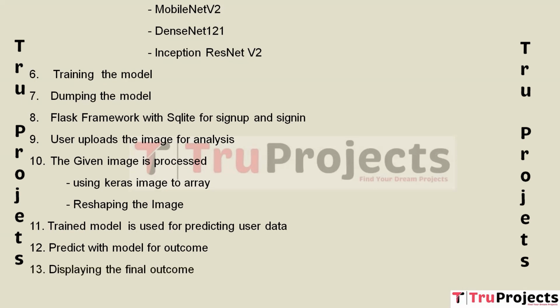Displaying the final outcome. The final outcome, which is the prediction made by the model, is displayed to the user. This can be done through the web interface created using Flask or any other suitable user interface. The user can see the result of the grape leaf analysis, including whether it's healthy or diseased. Additional information about the disease, such as its severity or recommended actions, can also be displayed to the user.